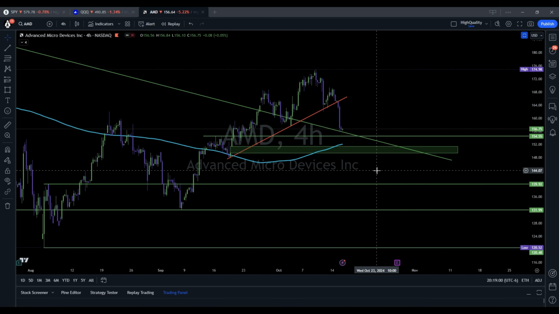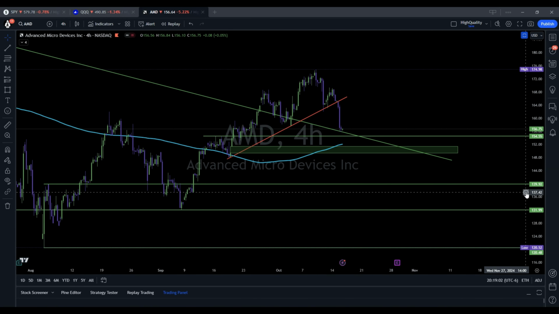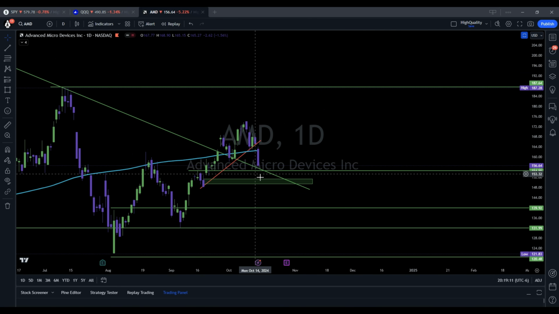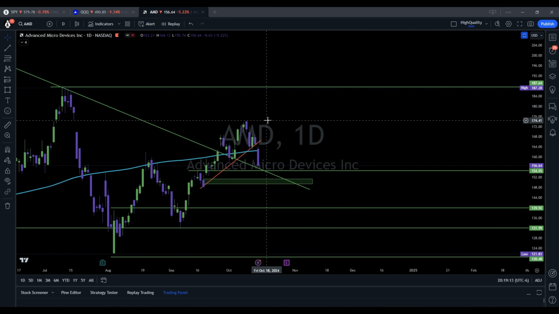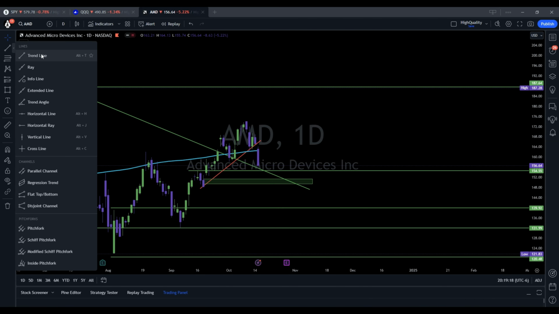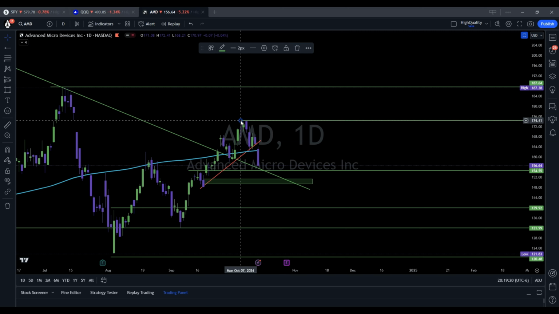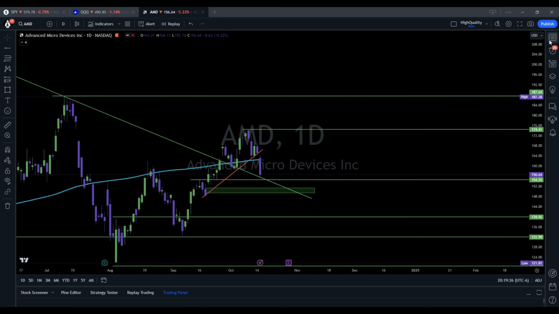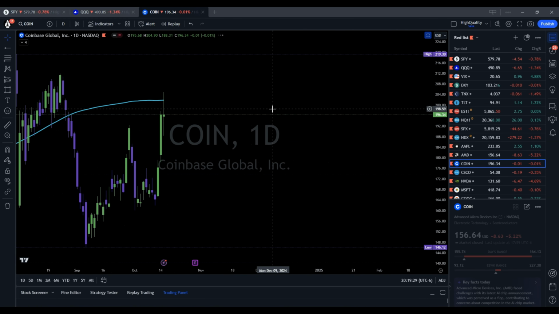But if we did break through this level, then we don't have any support until around 139.92. If AMD manages to hold this level, then we should be headed back up towards 173.95. Then if we broke above this level, we'd head up towards 187.28. Alright, that's it for AMD.